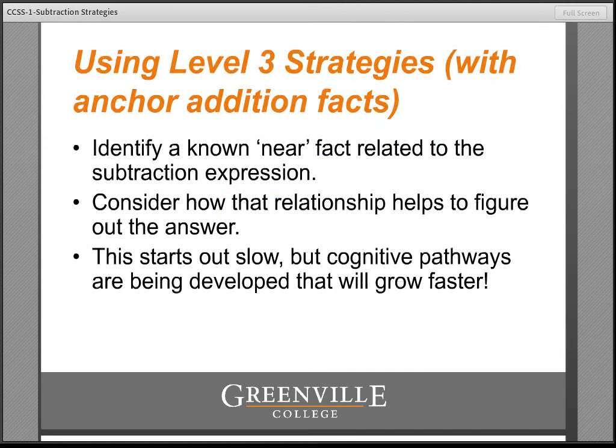So we're going to take a look at how to do this with some sums of 10 as our anchor facts. But essentially, to use a level 3 strategy, you have to take a known anchor fact, and then from there you have to use it to infer what this near fact is. So consider how that relationship then helps. If I know this, how does that help me solve this problem?